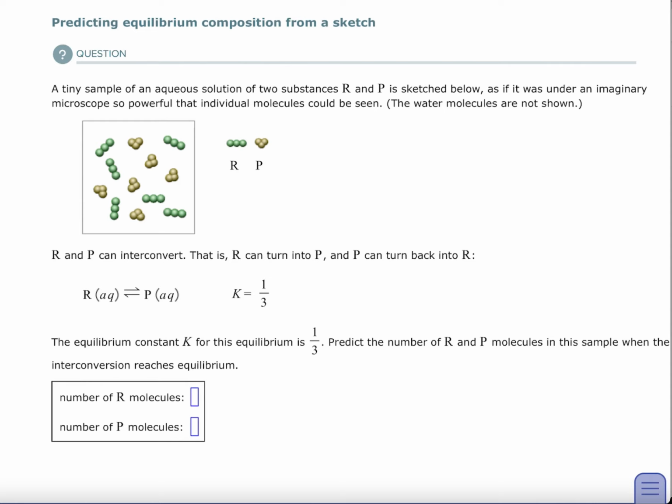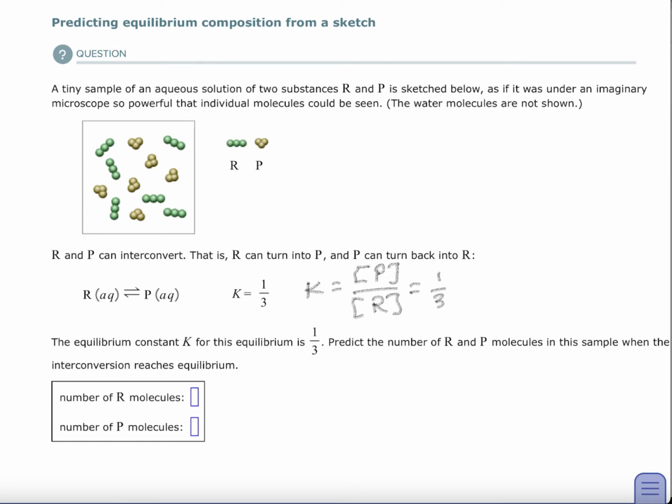A sketch is only going to give you some examples of concentrations. So when you do a constant expression, it's concentrations. For instance, if you were to do K here, since you know that R, the three green ones in a line, that's R, and it can convert into P, which are the little triangle of molecules that are brown or whatever.